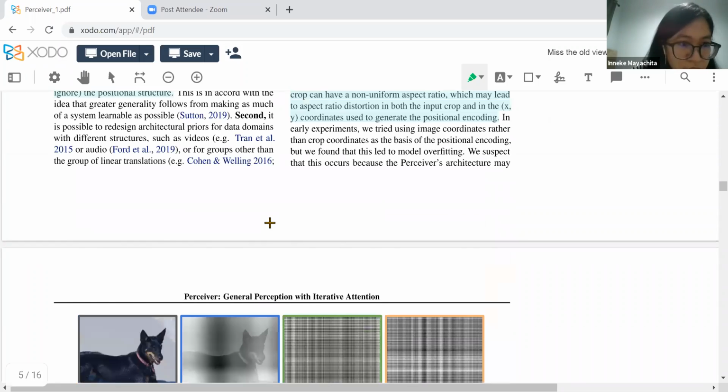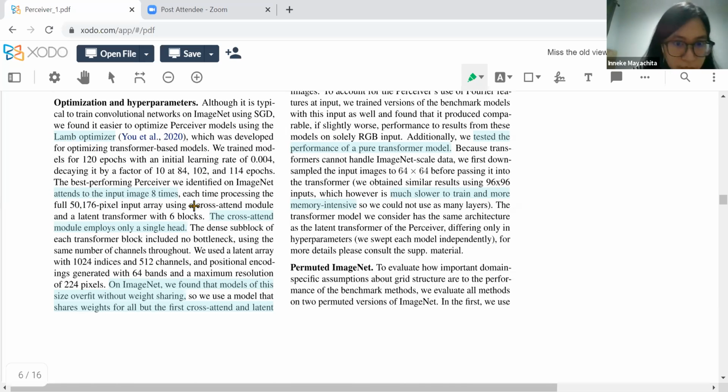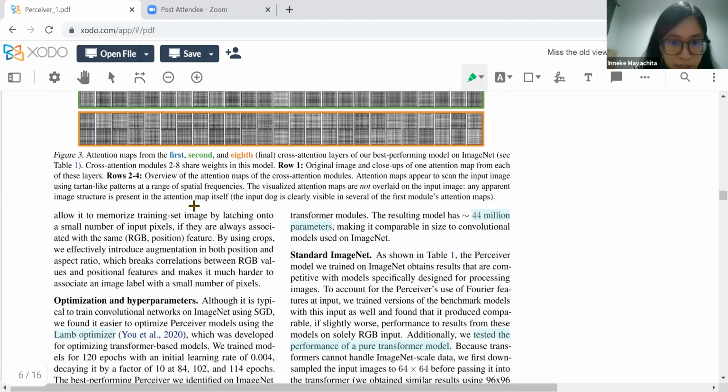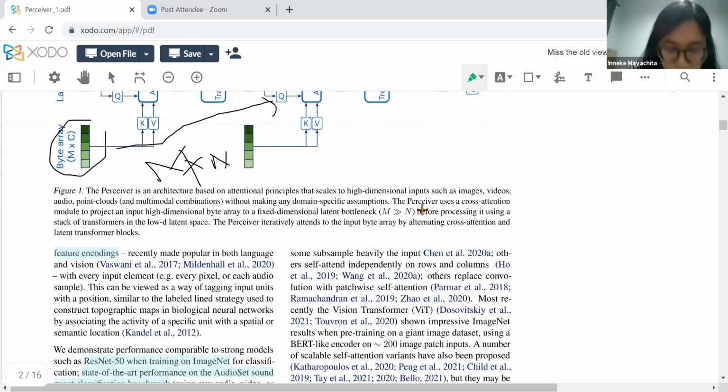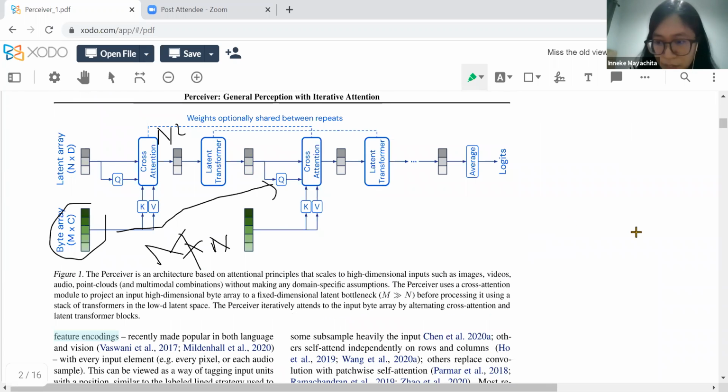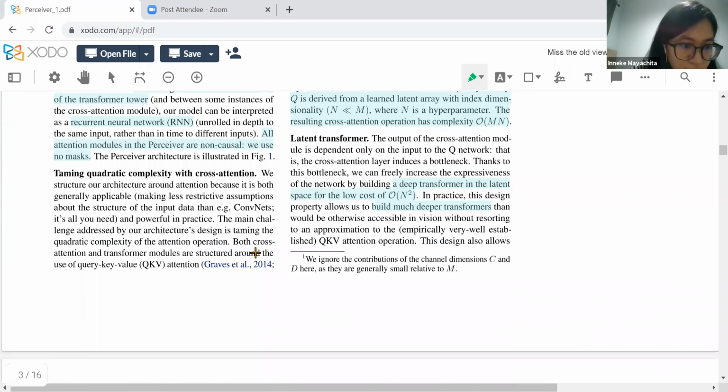And then the next part is they talk about the hyperparameters they use. They use a LAMB optimizer, which they mention is built for transformer-based models. The number of attends is 8 times. It means how many inputs are fed into the model. So that was 8.